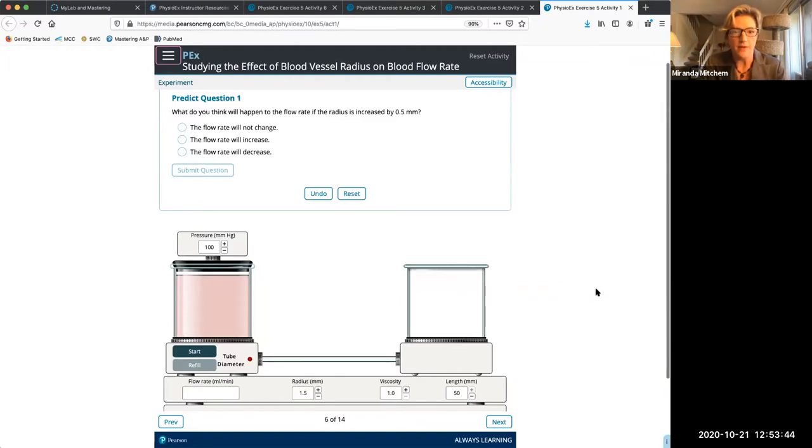What do you think will happen to the flow rate if the radius is increased? So if we're increasing the radius, this is actually a weird wording. It says the radius is increased by 0.5, so going from 1.5 to 2. So we're increasing the diameter of the blood flow. So we would actually, holding everything else constant, we've increased the area that the same amount of blood can flow into. So the flow rate should really slow down.